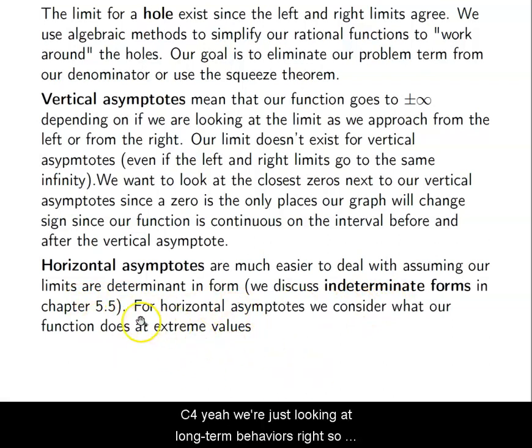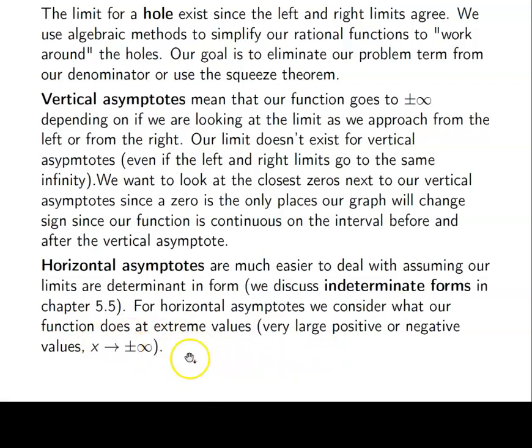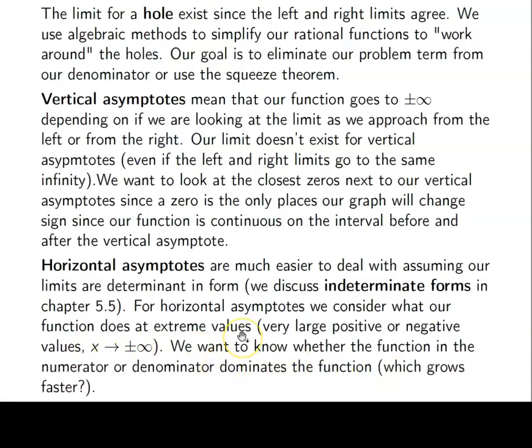So we're just looking at long-term behaviors, right? Like I said in chapter 1.6, we kind of want to know what dominates. If it is a rational function, does the numerator dominate or does the denominator dominate? Maybe I'm adding two functions together. Which one of these functions gets larger faster or smaller faster if I'm plugging in very large values or very large negative values, okay? So as my x's go to infinity or negative infinity.